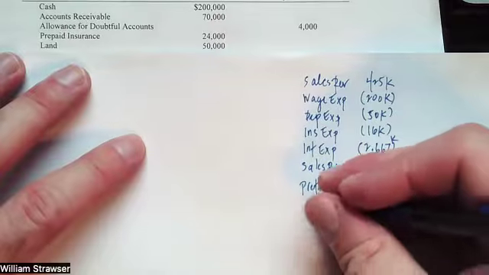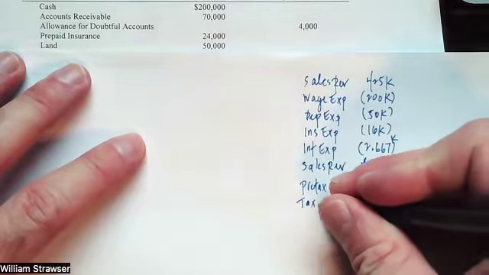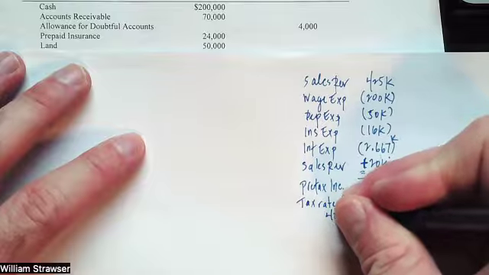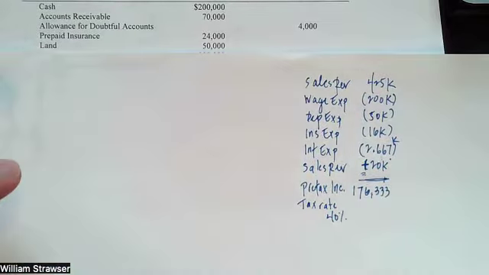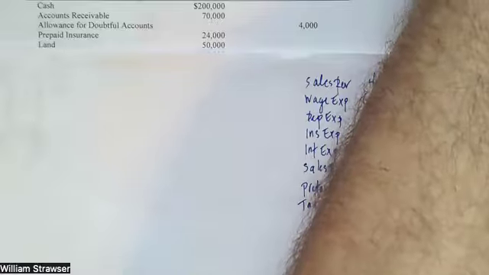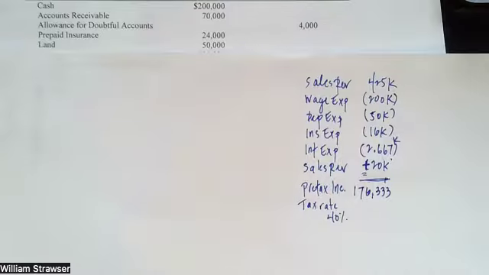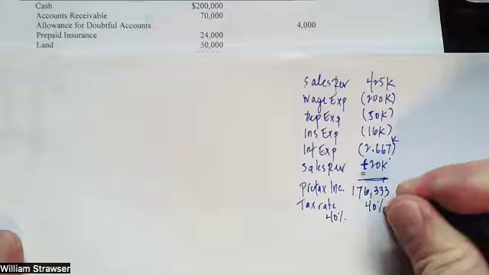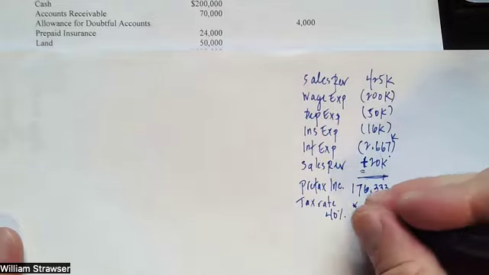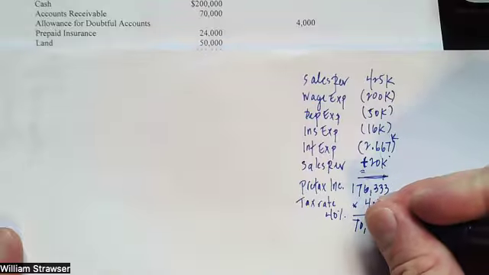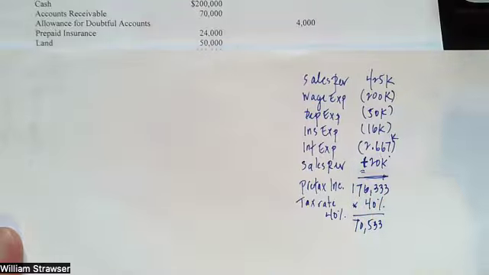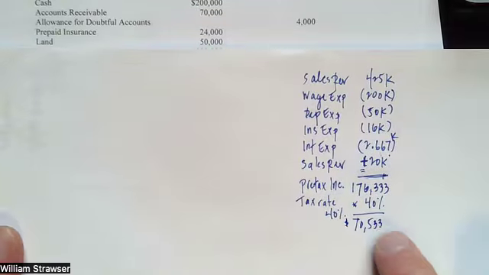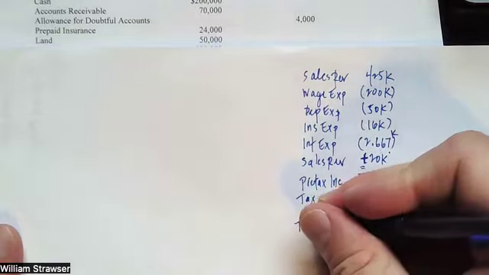Now I apply the tax rate of 40% to that. Of course, I didn't save it on my calculator like a fool. 176,333 times 40% is 70,533 and some cents. And I'll just drop the cents, so round it to the nearest dollar. This is my tax expense.